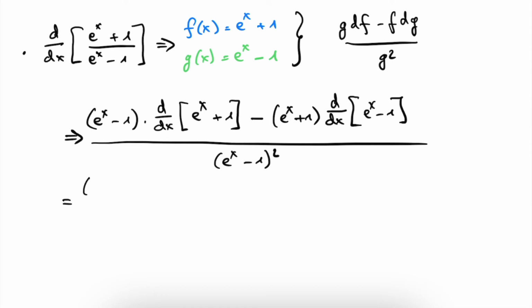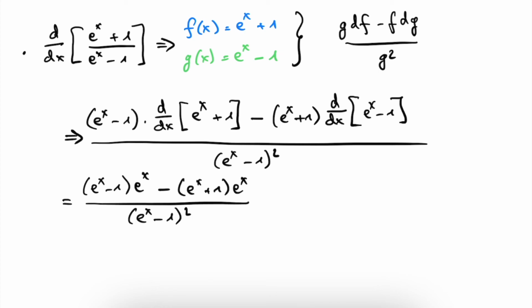Taking the derivatives, we have e to the power of x minus 1, d of e to the power of x plus 1 is d over dx of e to the power of x, which is simply the same again, so is e to the power of x, minus e to the power of x plus 1, which is just this term, times the derivative of e to the power of x minus 1, which is equal to the derivative of e to the power of x. And that's just, again, e to the power of x. And we divide this entire thing by e to the power of x minus 1 squared.